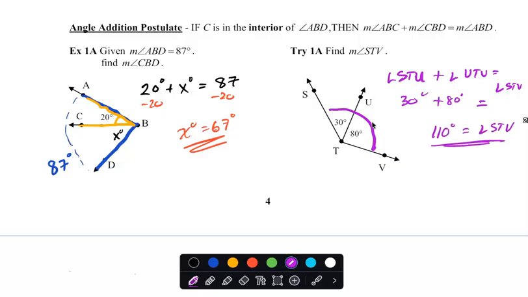By the way, this is a good example of where you do have to write all three letters. If I said angle T, what angle are we talking about? Am I talking about this whole thing? Am I talking about this one, this one? This is a case where we have to use all three letters. So STU is 30 degrees, UTV is 80 degrees, and then the whole angle, STV. So this is a good example where you have to use three letters. You can't just use the one letter.